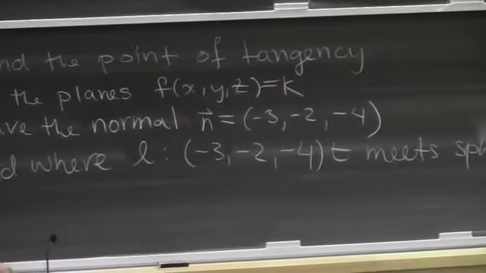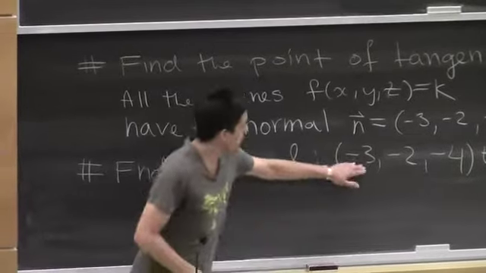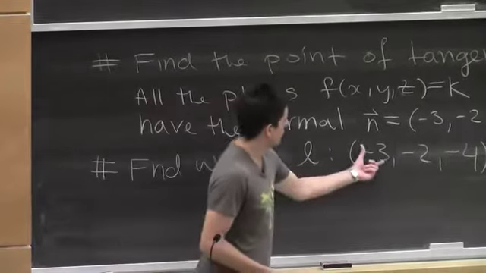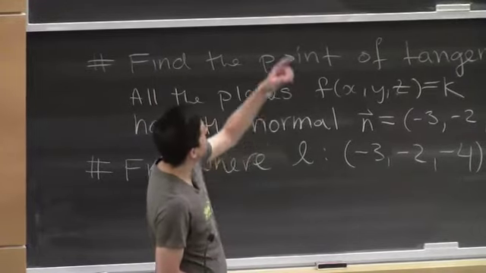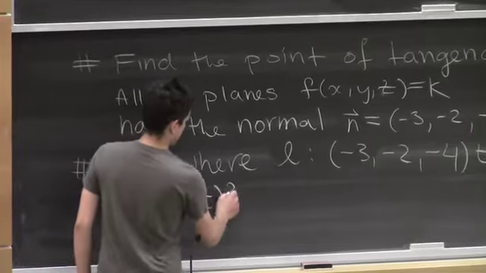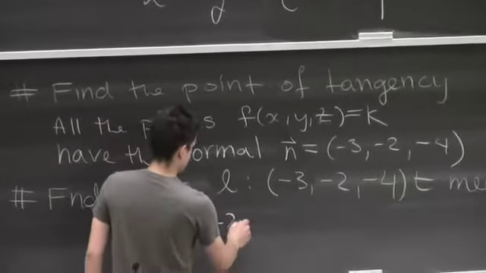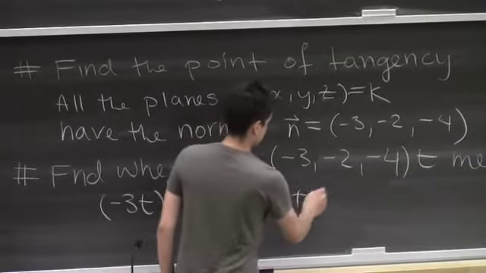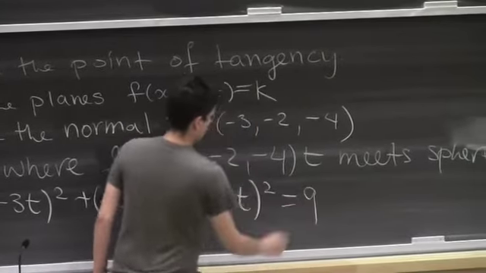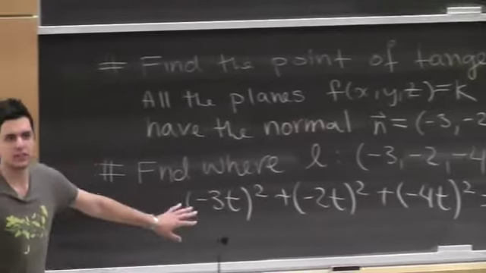Okay, so we want to find where the line given by that normal meets the sphere. To do that, we'll plug in the equation of that line into the equation of the sphere. And now this is the kind of thing we can solve for t.